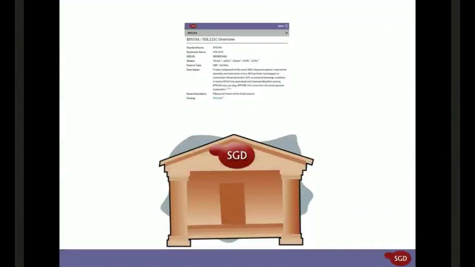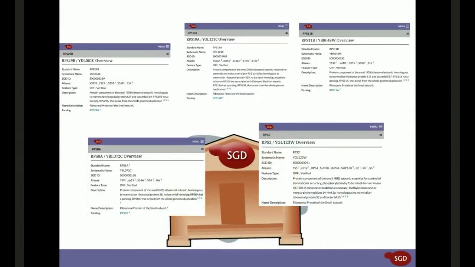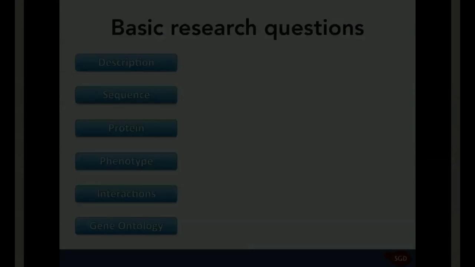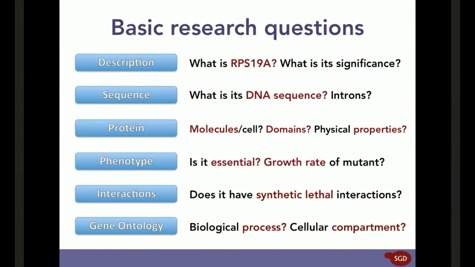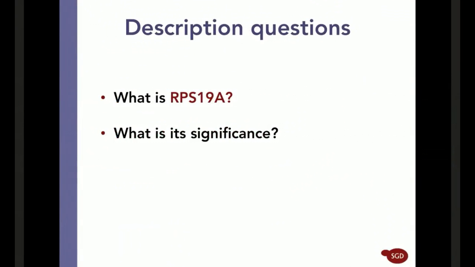In essence, if SGD is a museum, then it's a museum on the entire yeast genome. RPS19A is just one exhibit in a whole savanna room of RPS genes. For now, let's just focus on RPS19A. For each of these data categories, here are some of the questions you might consider in relation to RPS19A. In the next few minutes, we'll go through some research questions concerning each of these categories, starting with description, and see how quickly you can answer them on the SGD website. So general questions like, what is RPS19A and what is its significance can be answered on the RPS19A locus summary page through the description and summary paragraphs.